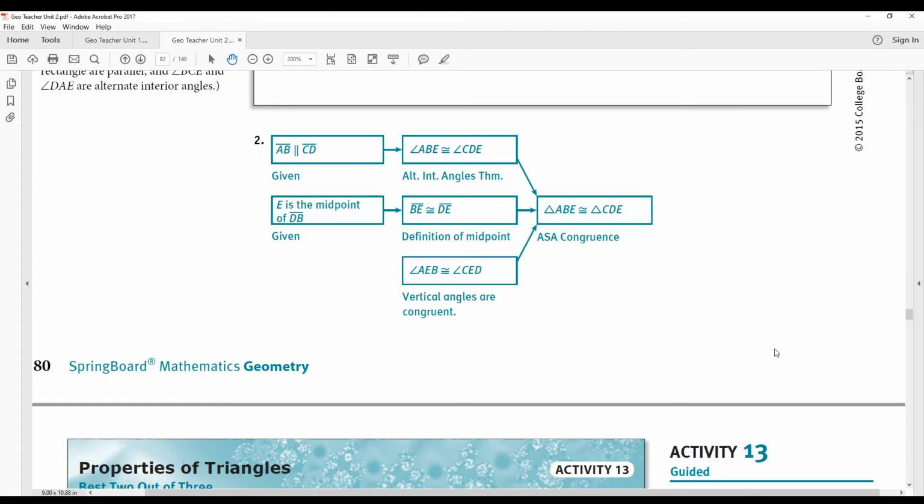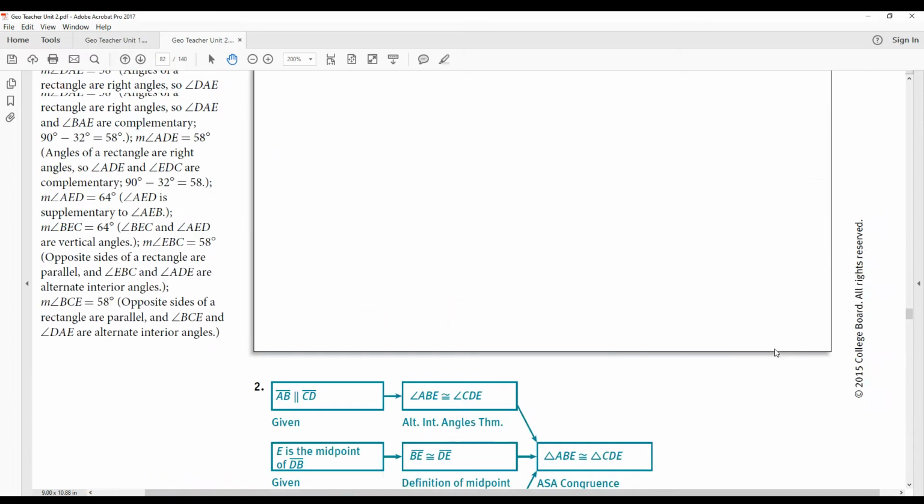So here we've made a statement about a pair of angles. Here we've made a statement about a pair of sides. Here's a second statement about a pair of angles. So that's why it's angle, side, angle congruency. Okay, so there's the flow chart proof.